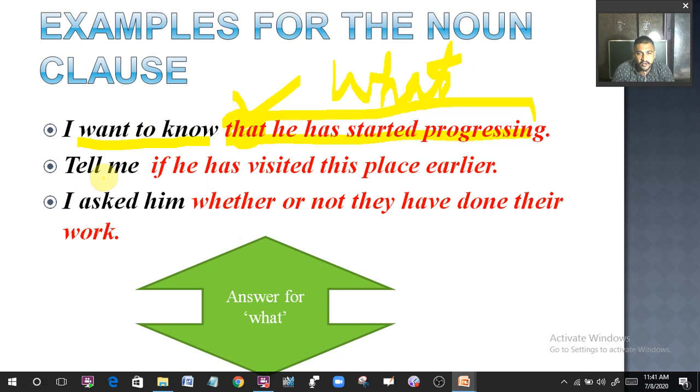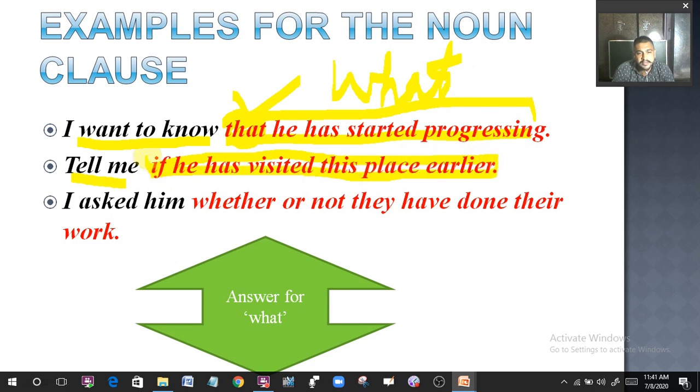Then the second example is "Tell me." "Tell me" is an imperative sentence, and it is the principal clause. And what is it asking? Tell me what: if he has visited this place earlier, okay.